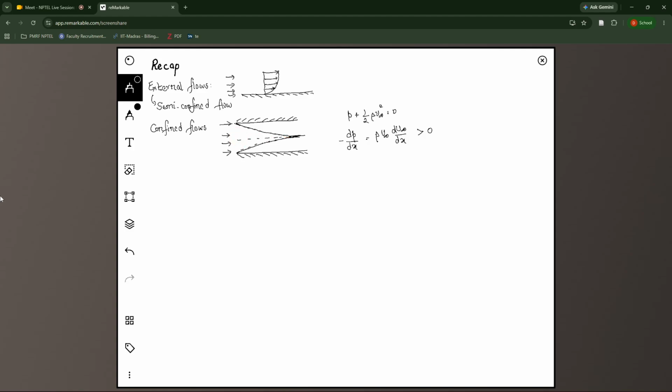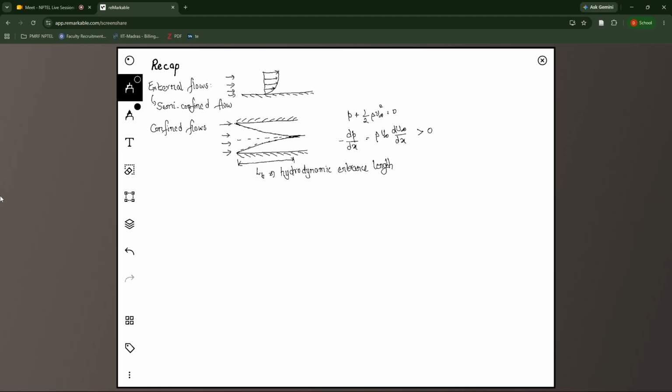Because a pressure gradient exists, we cannot directly use a solution that we already have before. So we will be developing a new solution in this region. This region, till both the boundary layers merge, let's call this LH, which is called the hydrodynamic entrance length.